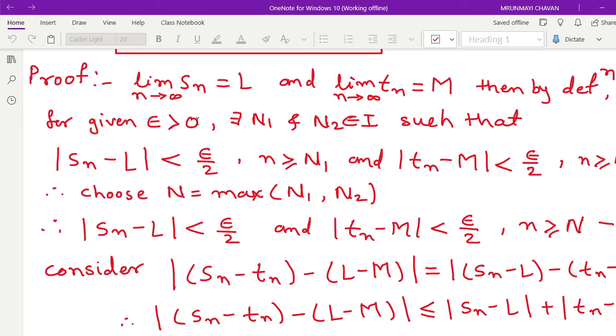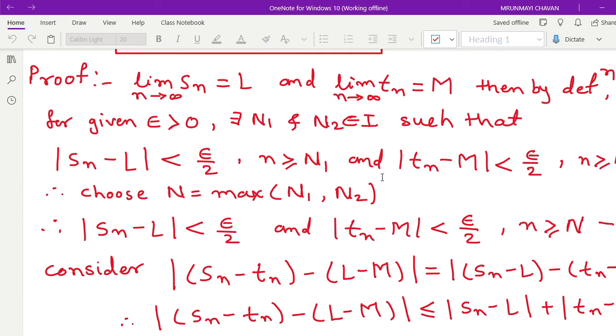So you know that we have given limit of Sn is equal to L and limit of Tn is equal to M, and here we use the definition of limit. Since limit of Sn is equal to L, we can say that for given epsilon greater than 0, there exists an integer n1 belonging to capital I such that mod Sn minus L is less than epsilon by 2. Instead of epsilon we can take epsilon by 2 for our convenience, and this is for all n greater than or equal to this n1.